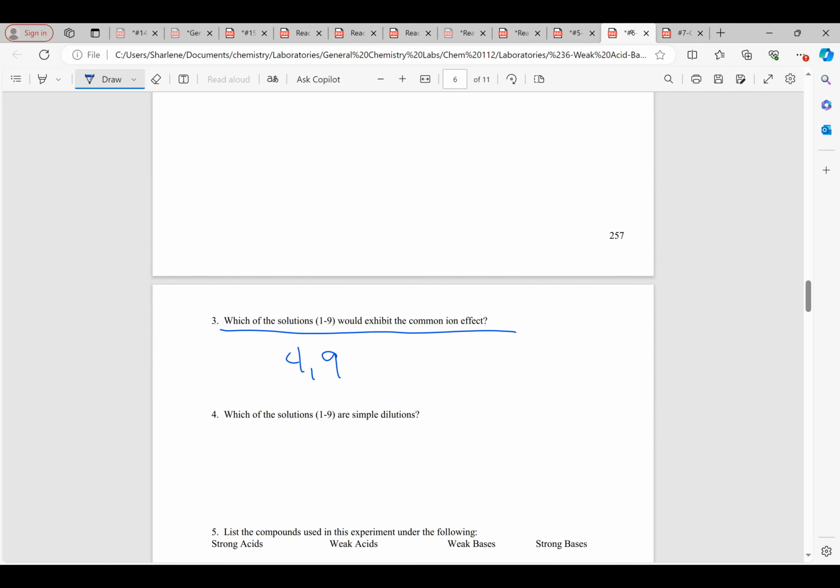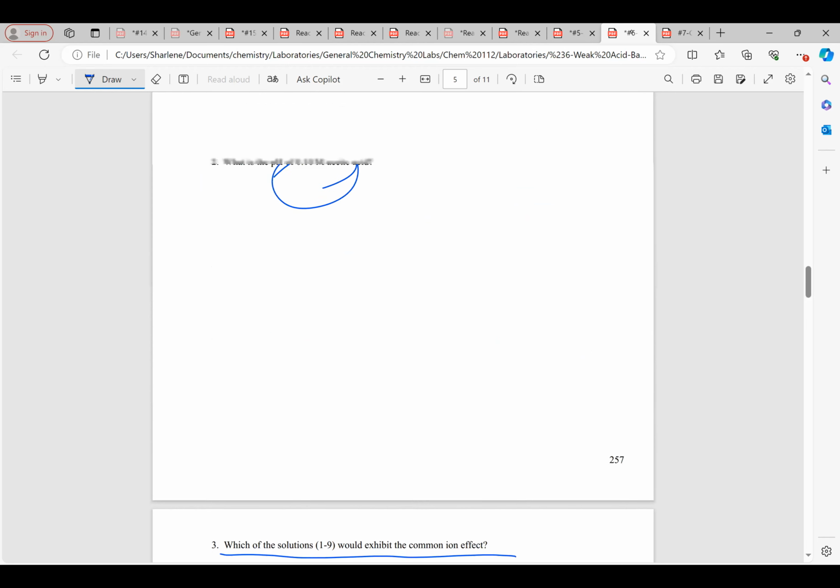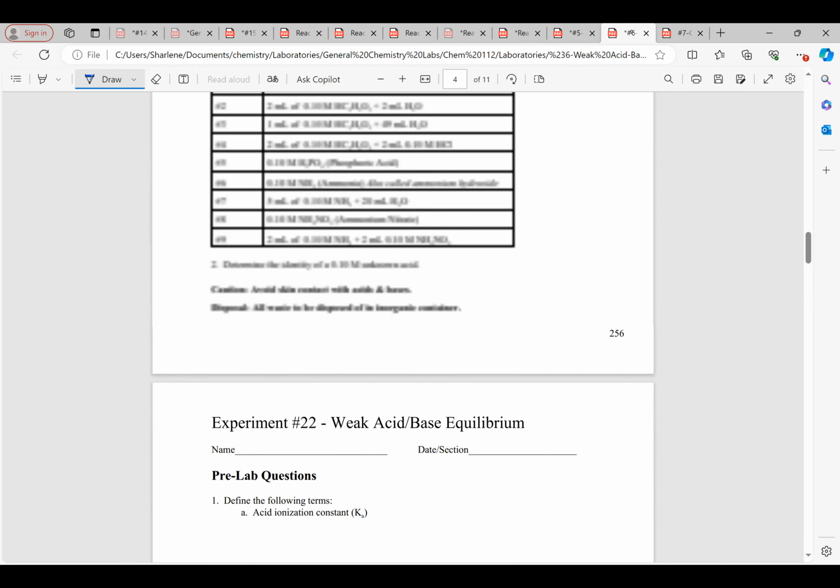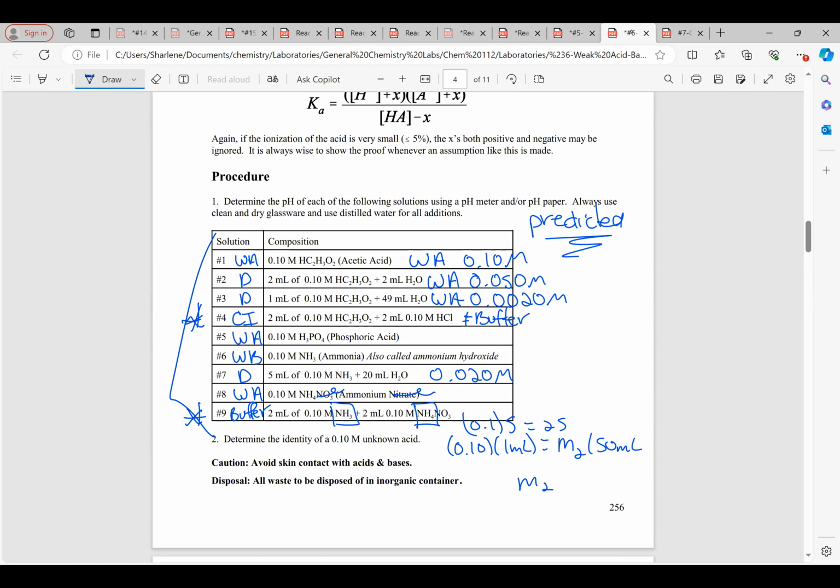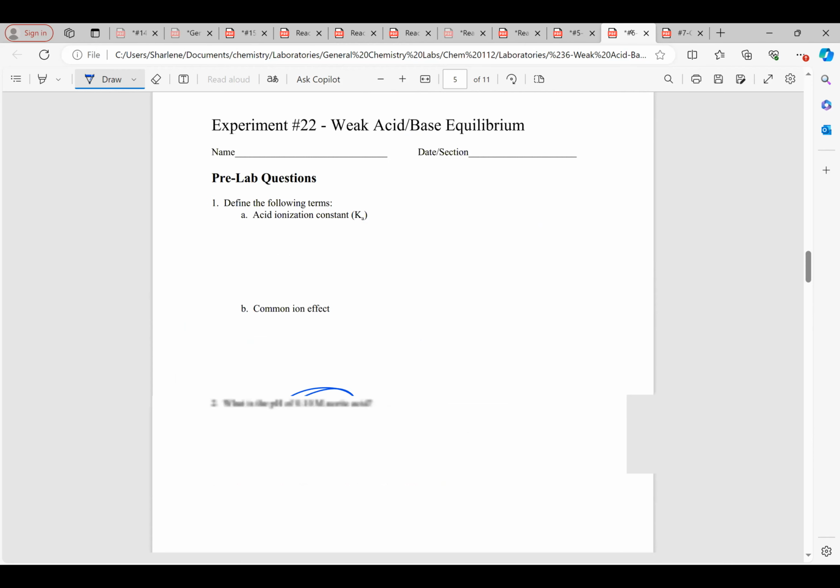All right, which of them are simple dilutions? Who did we say? So that's number 2. It's number 3. Okay, now number 4 is not just a simple dilution because that's not just water. And number 7. So 2, 3, and 7 are just dilutions.